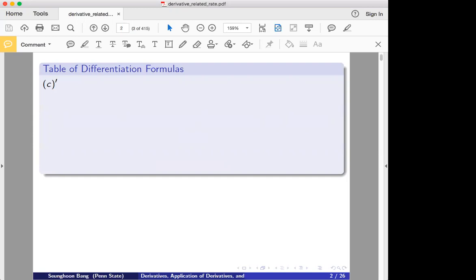The first one, what is C prime? Could you write your answer on the chat board? Do you remember C prime? So what is the answer? The constant prime is, yes, zero. What's X prime?